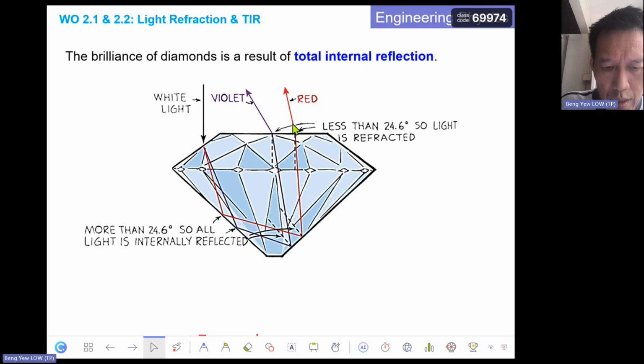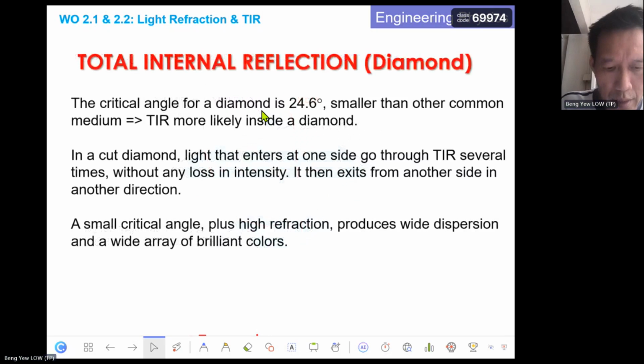As the light emerges, it undergoes dispersion, giving you a spectrum of colors.